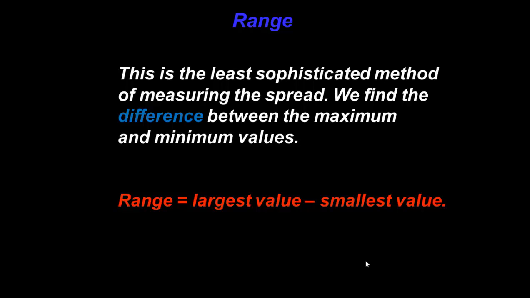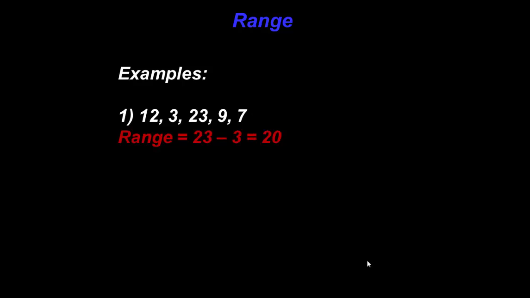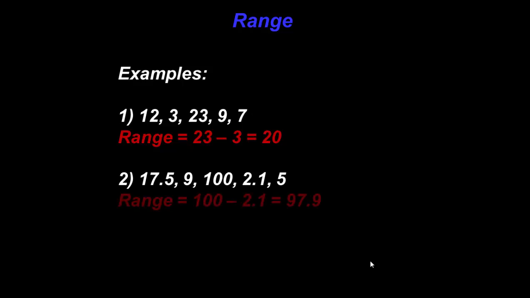So here's a data set. I've got 1, 2, 3, 4, 5 values in there. The biggest one is 23 and the smallest one is 3, so the range must be 23 take away 3, which is 20. Let's do another one. This data set's got a much bigger spread. The biggest one there is 100 and the smallest is 2.1, so getting the calculator out, our range is 100 take away 2.1, 97.9.